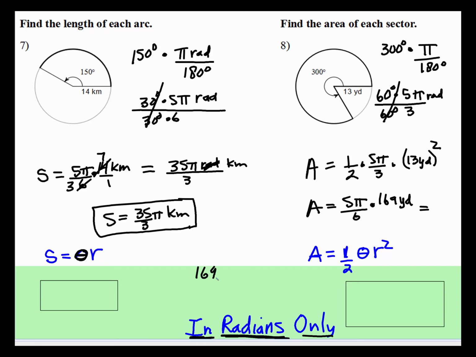Let's see, 169 times 5, because I don't have my calculator handy. 4, carry the 3. So 845 pi over 6. Just like that. That's it for converting.